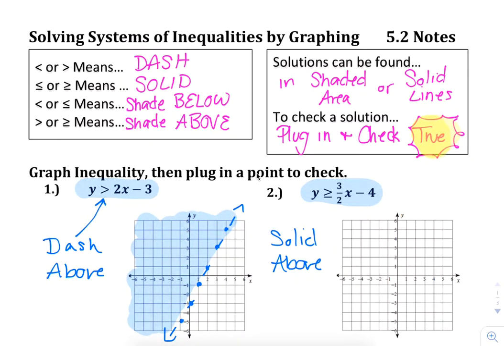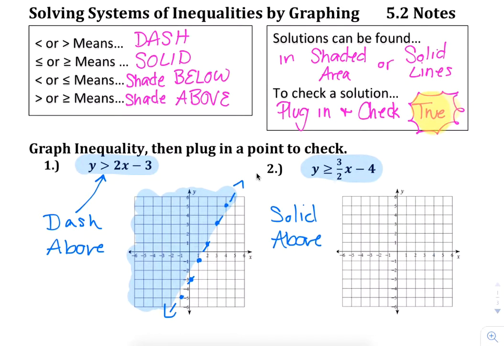So I want to point out where you're going to find solutions. A solution could be anywhere on the shaded area or anywhere that you have a solid line. So this point would not be a solution. He's on a dash. This point would not be a solution. He's in the white. This point would be a solution because he's in the shaded. So those are the kind of things you're looking for. Let's go ahead and try problem 2.